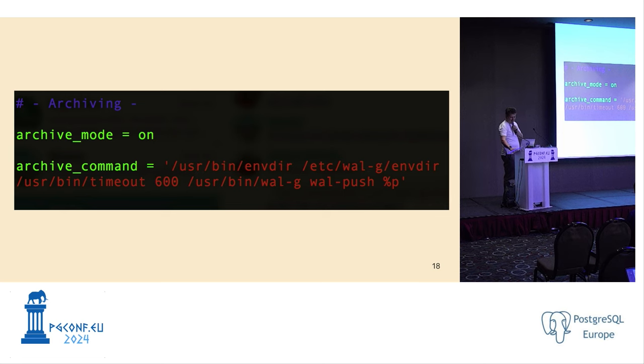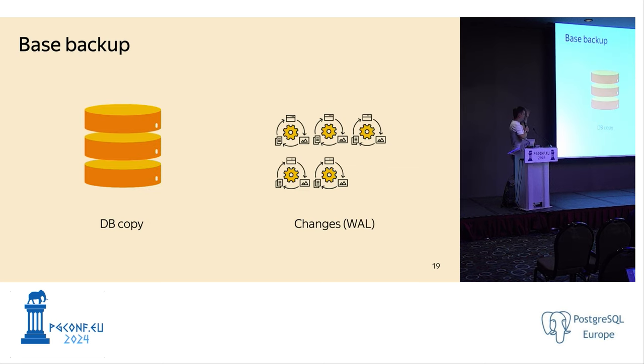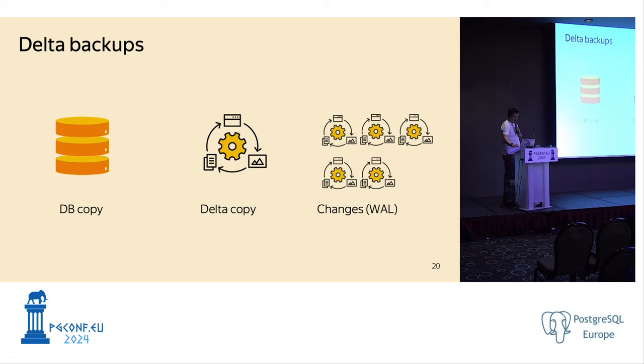Normally, you have a copy of your databases and changes in WAL. But in our case, we also have delta backups, which are combinations of pages that were changed through time. Why do we have it? It's a redundancy, actually. It repeats the functionality of the write-ahead log. But we have it to have a faster restore, because fast restore is one of the main goals of ours after reliability.